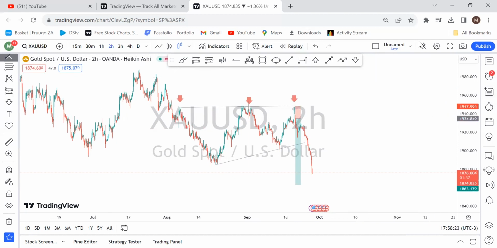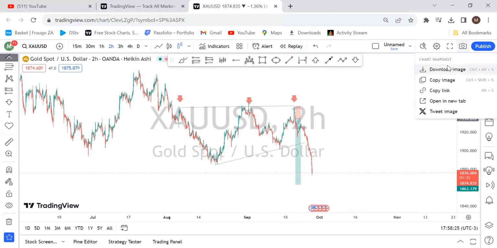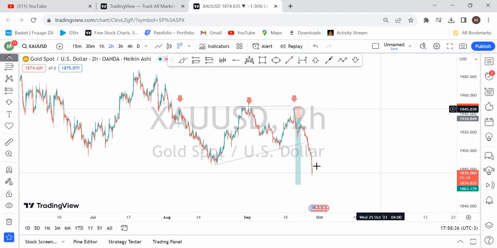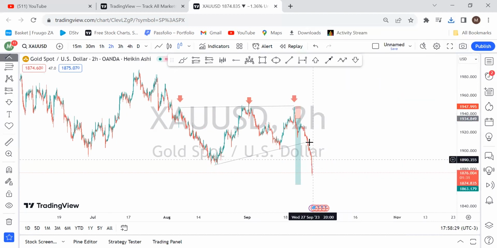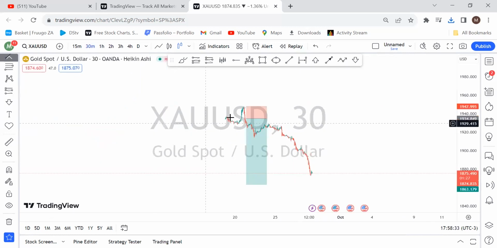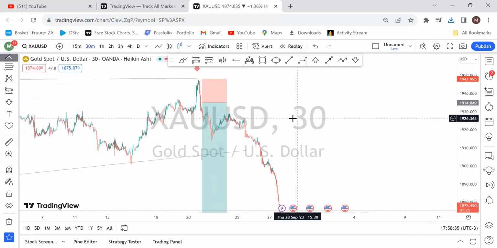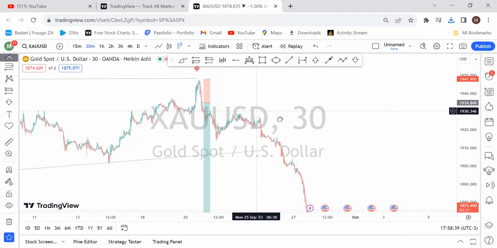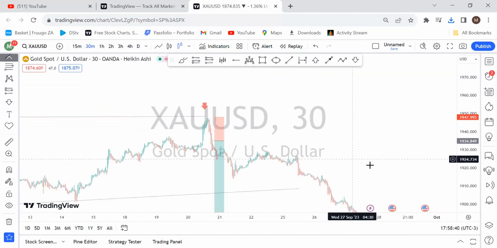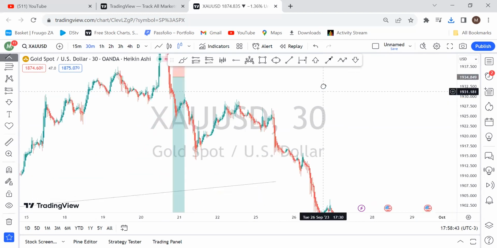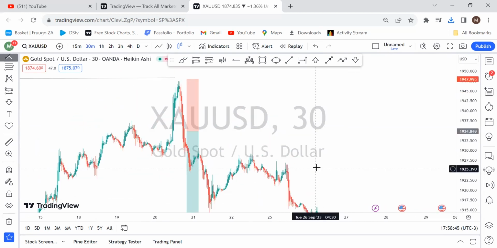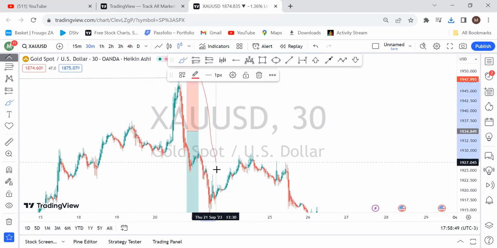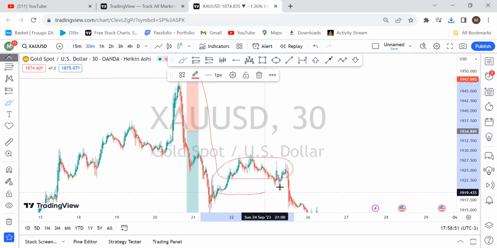So this is it with gold. Really, there's no current entry point. Seems like we missed it. Let's just go to the 30-minute time frame and see maybe if we had another opportunity. So you can see from the third touch with this huge impulse, and then here we have this nice correction, right?